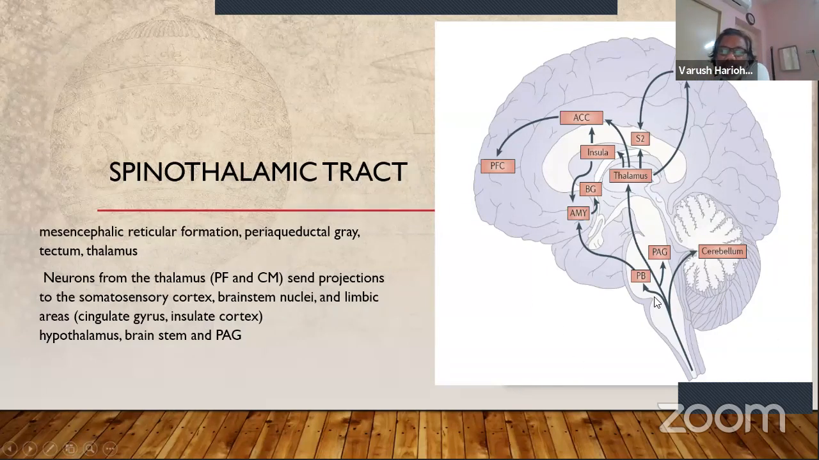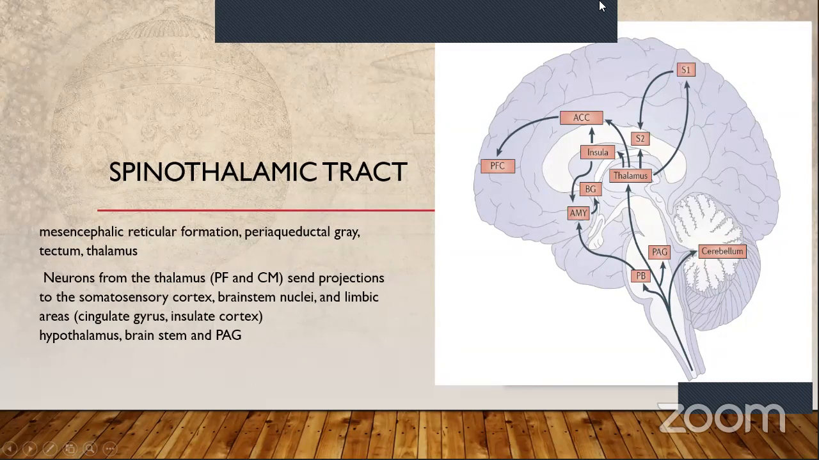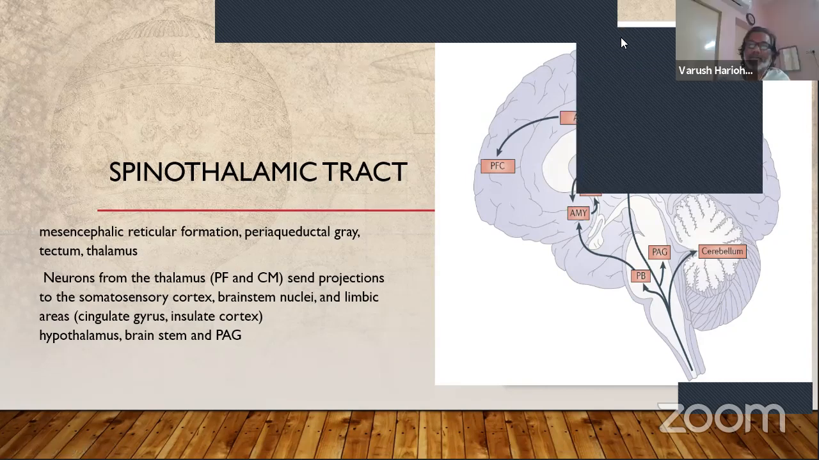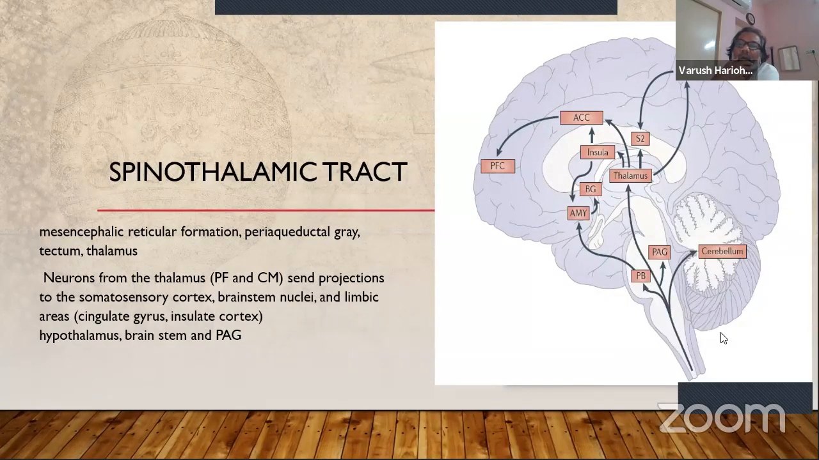There will also be some tracts called the spinoreticular tract, where they end up in the brainstem itself. In the midbrain and the brainstem, they have two important regions. One is called the PAG, another one is your reticular activating system. These two are vital for the descending part of your information, right?